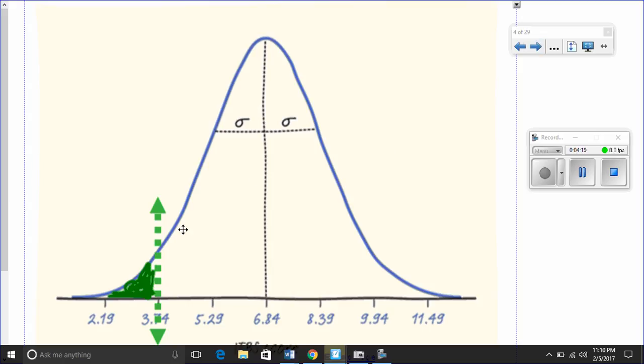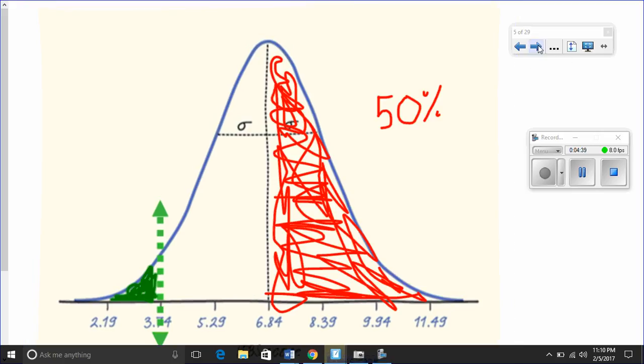I would draw a line at 3.74 and then shade to the left because I'm looking for the percentage that falls below 3.74. So based on the empirical rule, I'm going to break up the curve to find the percentages. Well, I know that my mean is exactly in the middle, so 50% will fall to the right of my mean.